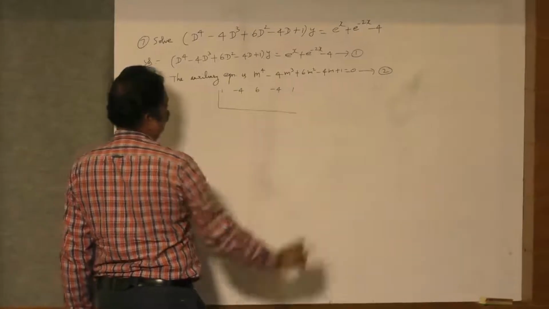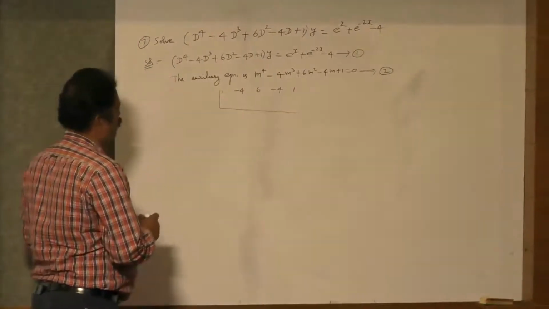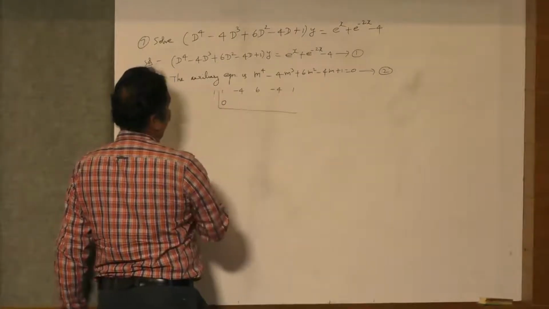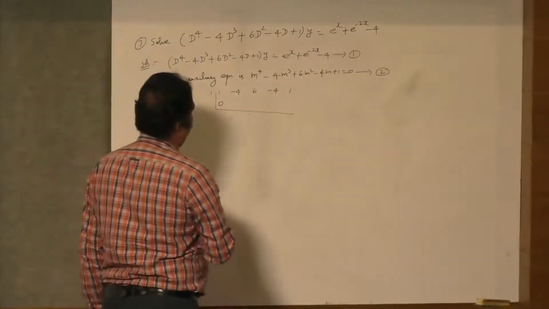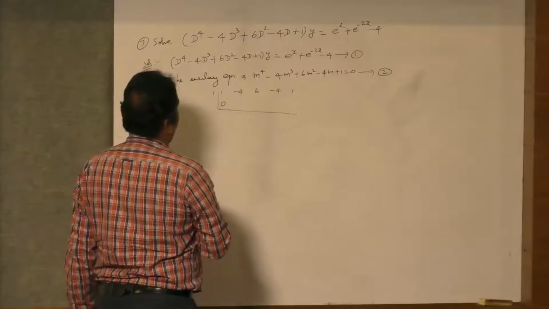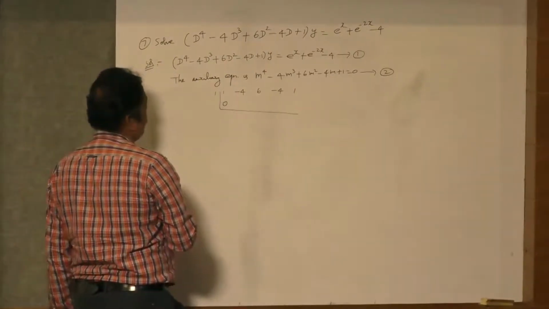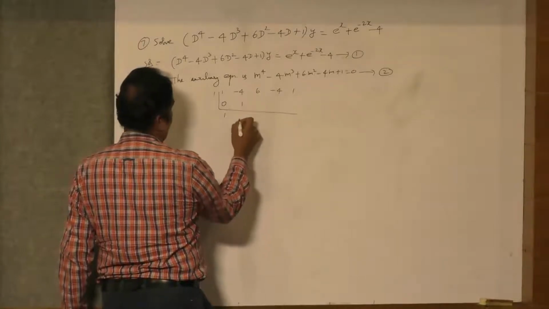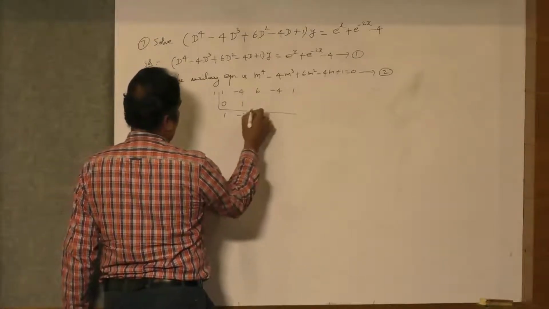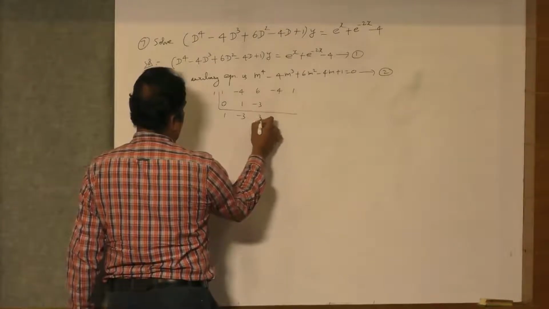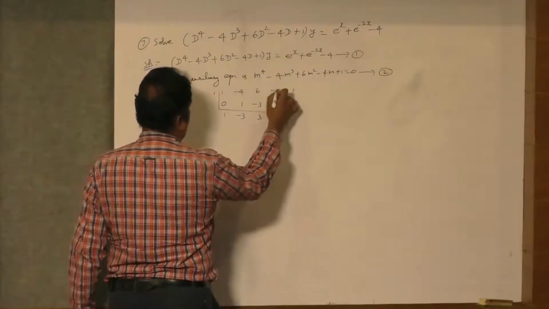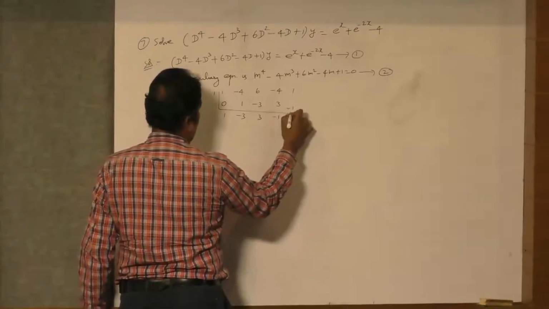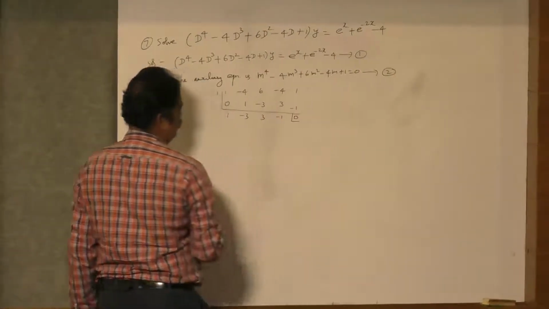What is the last term? 1. So let us try out 1. 1 into 1, 1, minus 4 plus 1, minus 3, 1 into minus 3, minus 3, 6 minus 3, 3, 1 into 3, 3, minus 4 plus 3 is minus 1, minus 1, 0. Therefore, 1 is a root.